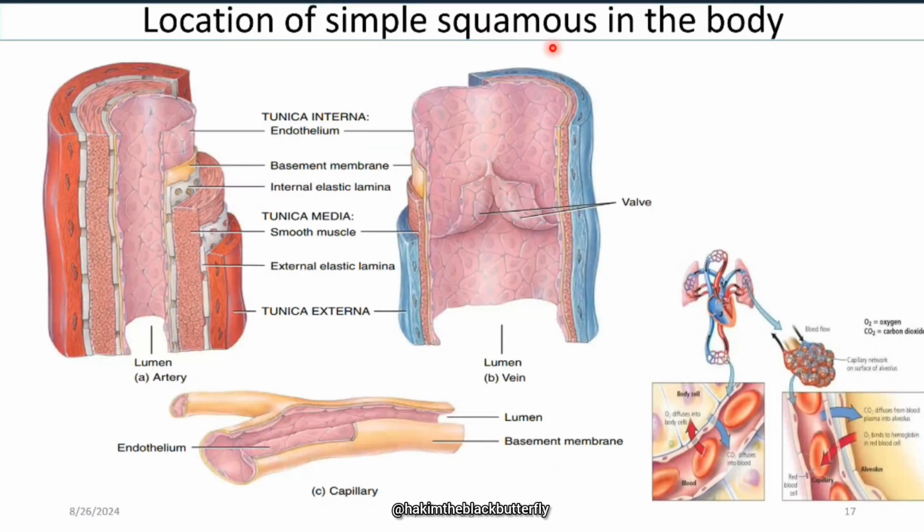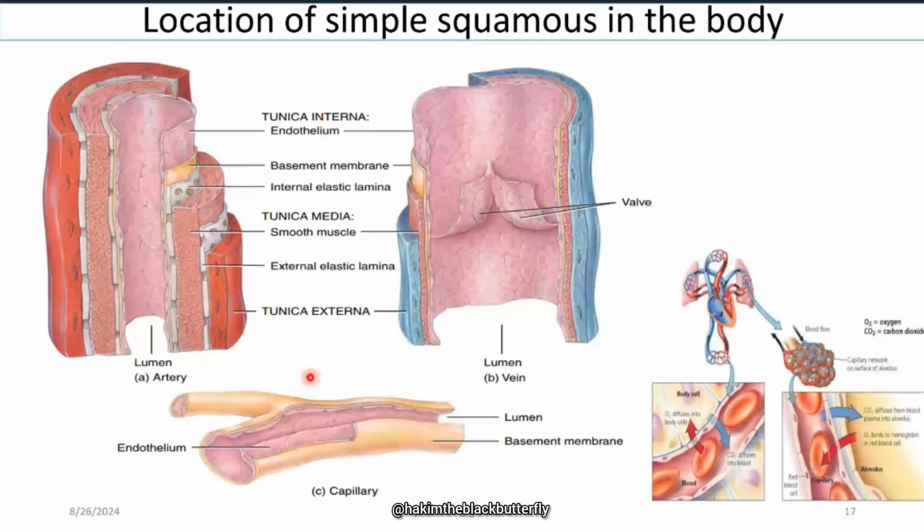Then we can find this simple squamous epithelium lining blood vessels. We have three categories of blood vessels: arteries, veins, and capillaries. This layer in these blood vessels is going to be called the endothelium. The simple squamous epithelial cells will form a layer that we call the endothelium. You can see it here, in the vein and in the capillary. So this is a layer of simple squamous epithelial cells. You can see the cells are thin and flat.